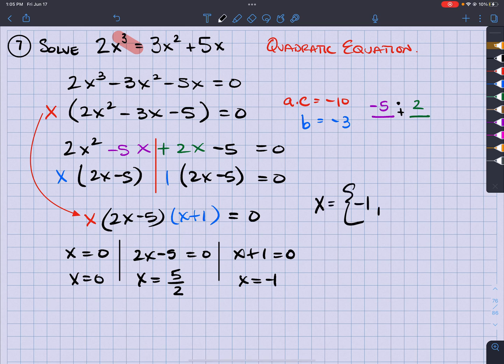I have negative 1, 0, and 5 halves. And that is going to be choice D.